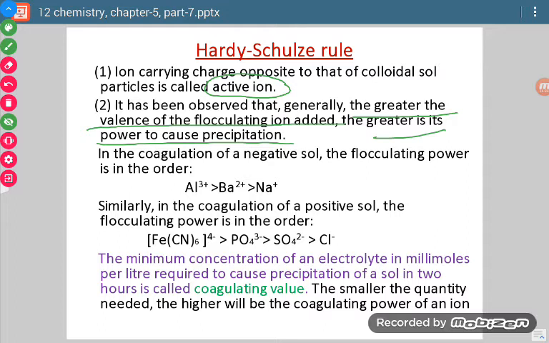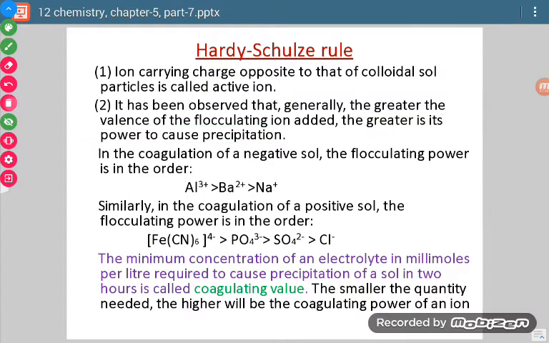Okay. So what we will say is that if there is a negative sol and we are using sodium chloride, then sodium is carrying charge 1 positive. Now in place of sodium chloride, if I use barium chloride, then there is production of barium ion, and barium ion is having charge 2 positive. So it means it will be a more effective process for flocculation or for coagulation. So this flocculating power or coagulating power is directly dependent on the valency.